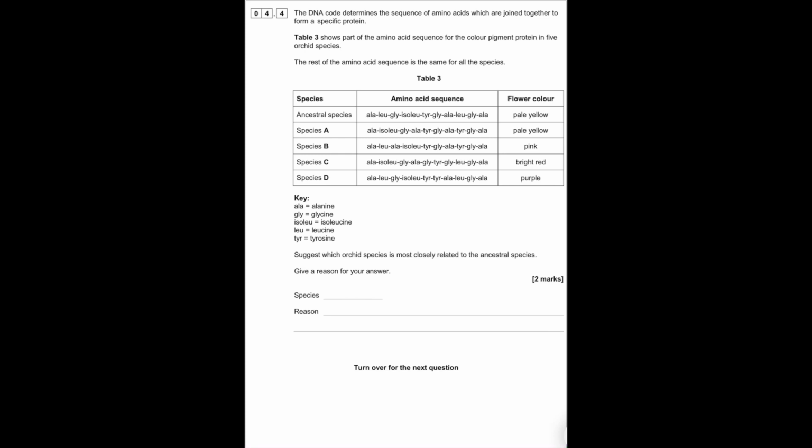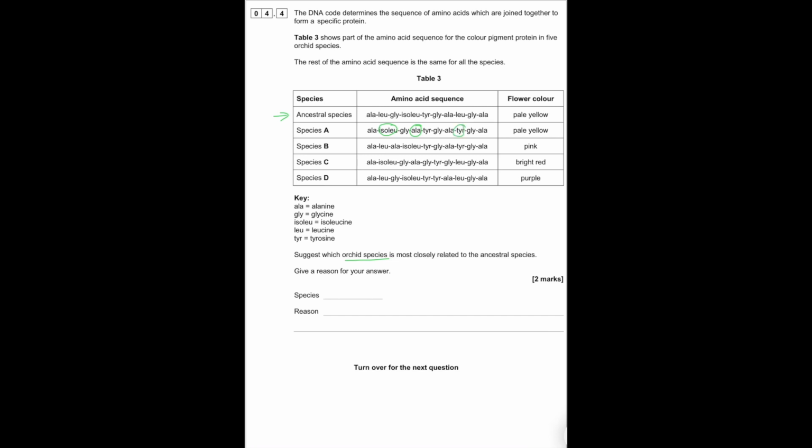So we've got the ancestral, and then we have species A, B, C, and D, and we have the key for the amino acids. Suggest which orchid species is most closely related to the ancestral species and give a reason for your answer. So let's compare the amino acids. If we look at species A first, we're going to circle the differences. So the second is different. This one is different. And as we go along, we can see this one is different, and that's all for A.